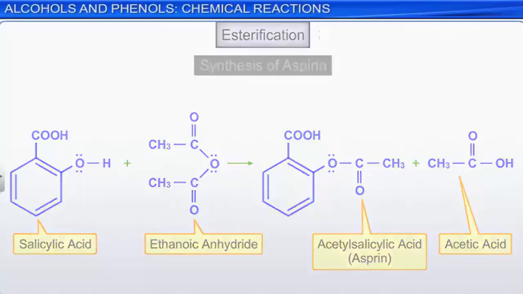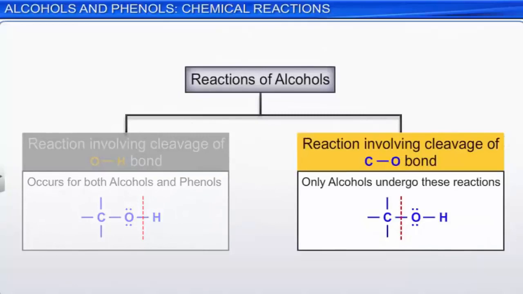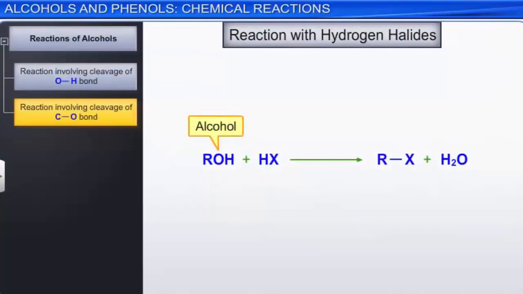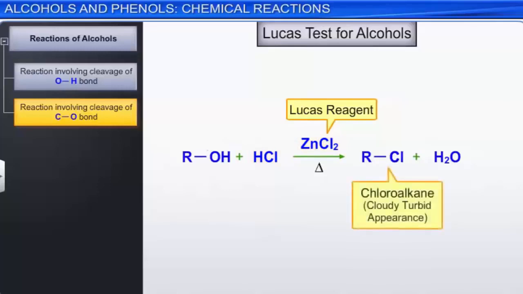Now let's turn our attention to reactions that result in cleavage of the carbon-oxygen bond. Only alcohols show these types of reactions. Alcohols react with hydrogen halides to form alkyl halides and water. The Lucas test for alcohols uses the Lucas reagent, a solution of zinc chloride in concentrated hydrochloric acid. When the insoluble chloroalkane forms, the resulting mixture has a cloudy, turbid appearance.